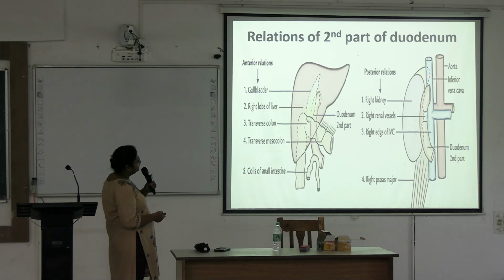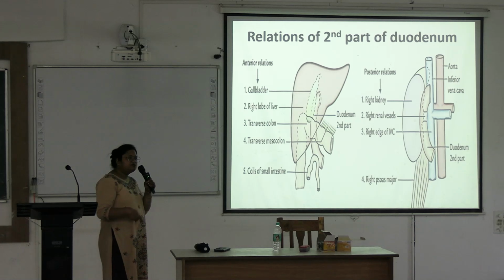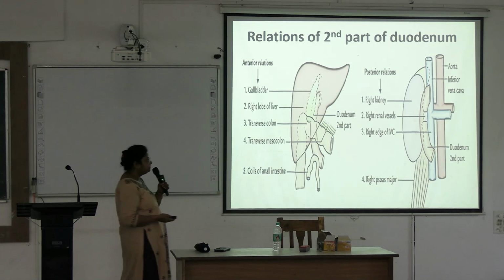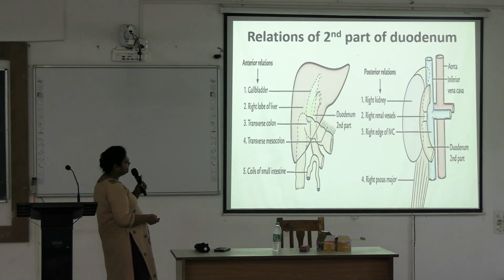And this kidney and suprarenal gland, some part of the suprarenal gland, these renal veins, the inferior vena cava, all these are lying in the posterior relations to the second part of the duodenum. Psoas major muscle is lying in the lower part here.